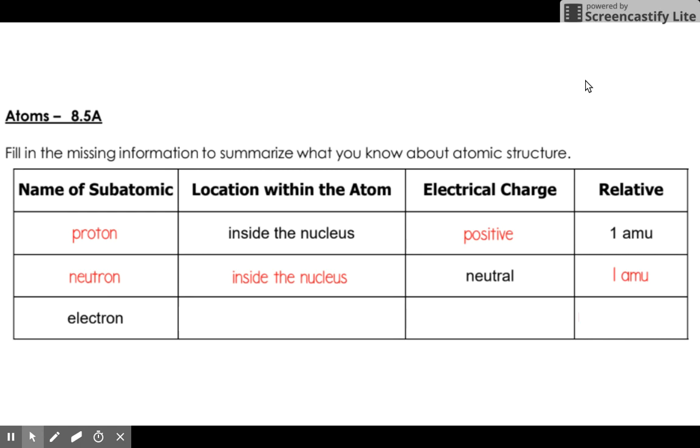And last but not least, the electron. The electron is not located inside the nucleus. It is located outside of the nucleus in the electron cloud. Its electrical charge is negative, and its relative mass is pretty much 0. Notice it is a fraction of a mass unit, which means that it is really, really small. Now let's go to the next portion of this sheet so we can work these out together.